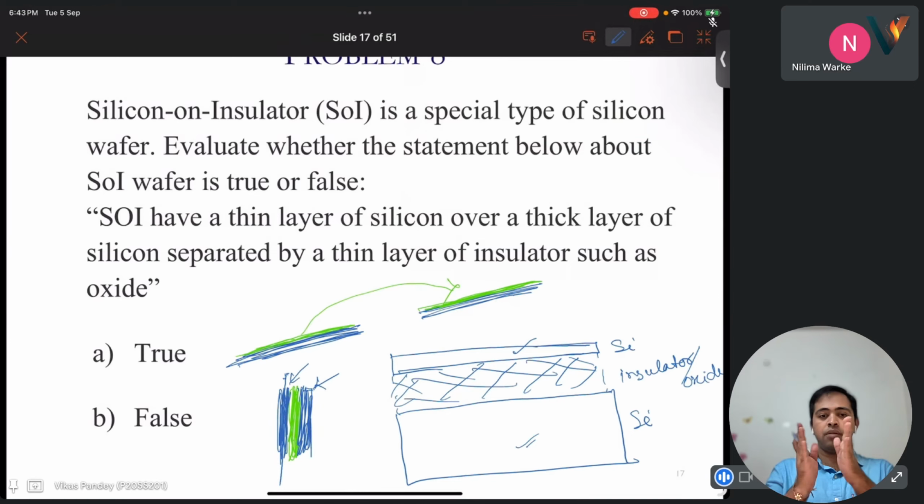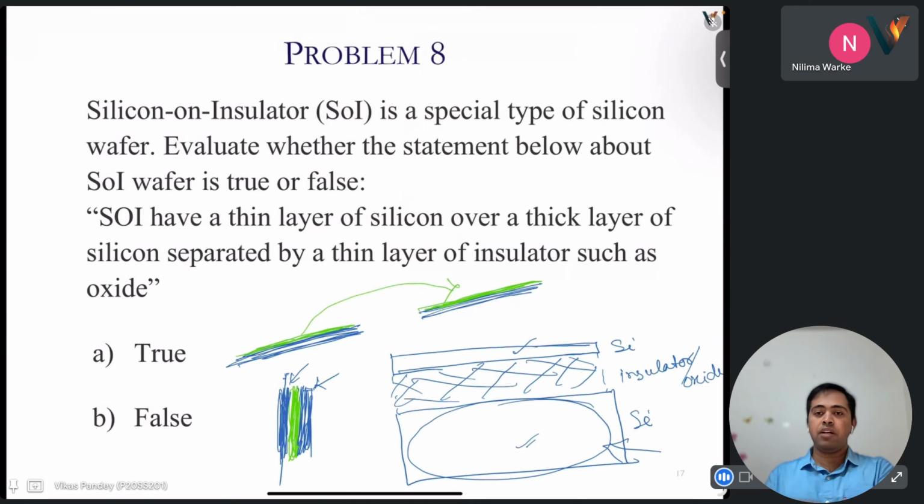It is bonded by oxide, and this has the advantage that this lower bulk silicon will not be affecting the upper conductivity. So whatever devices we want, we can fine tune the properties in this area on the top itself.